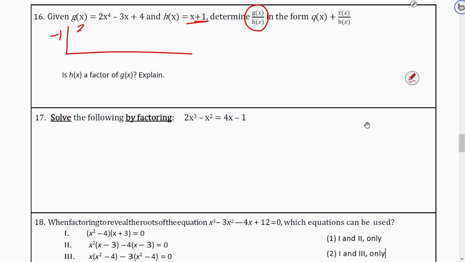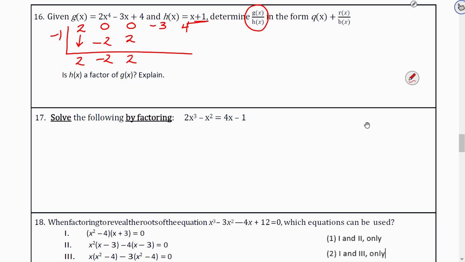I have 2, and then I have no x cubed term. I have no x squared term. I have -3, and I have +4. Okay, I'm going to bring down the 2. -1 times 2 is -2. 0 minus 2 is -2. -1 times -2 is 2. If I add 0 plus 2, that is 2.